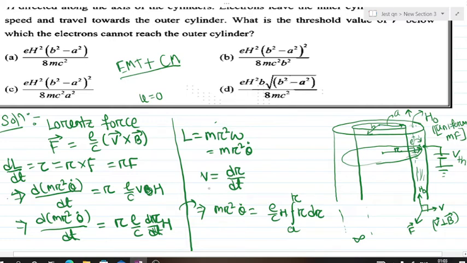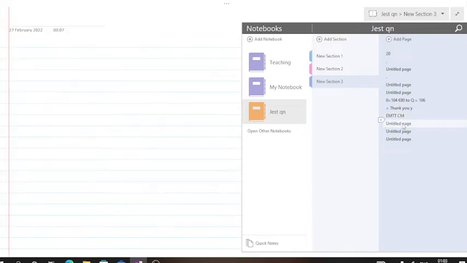Let's go to the next slide. So r square theta dot is equal to e by 2c m H into r square minus a square. Okay, this is equation 1.